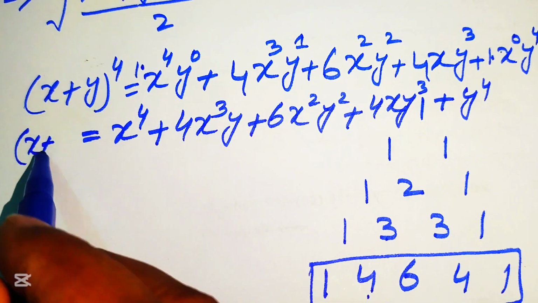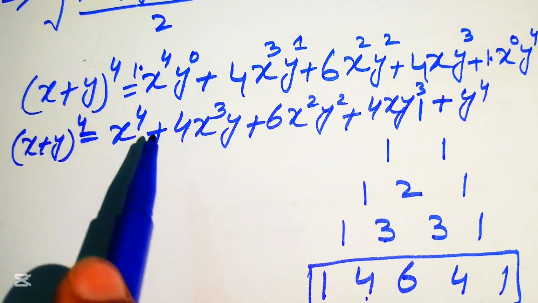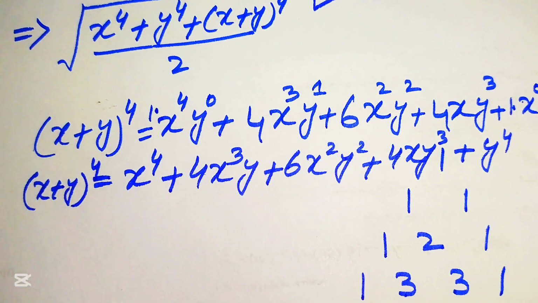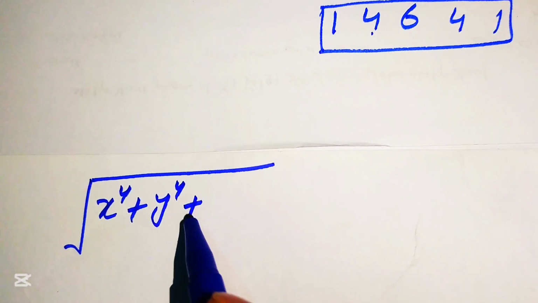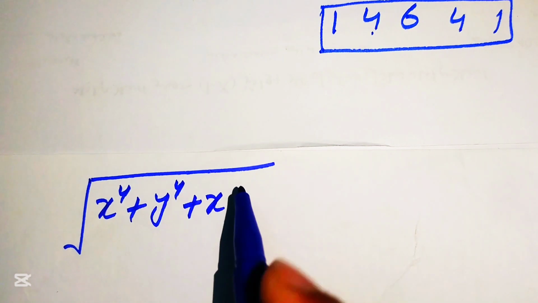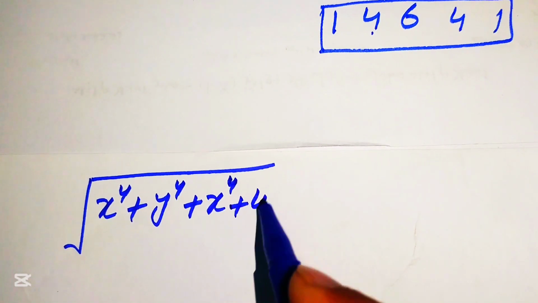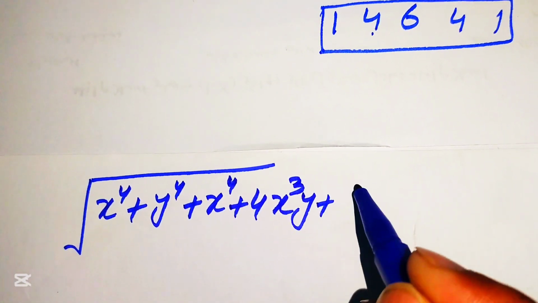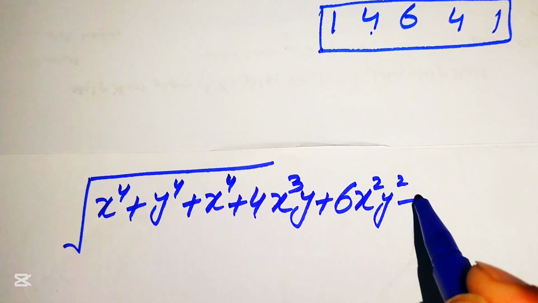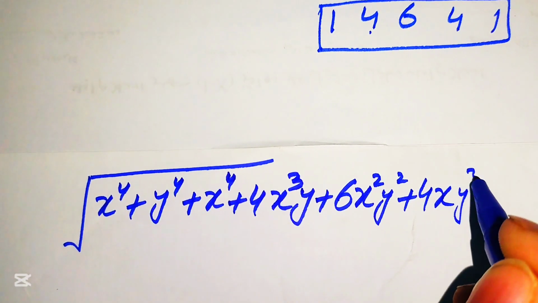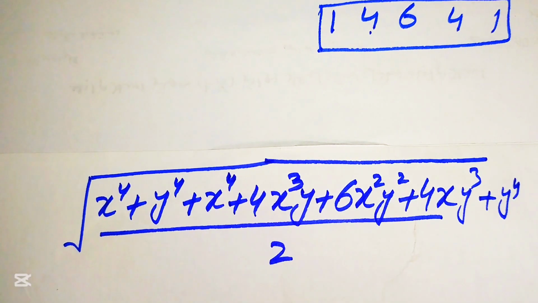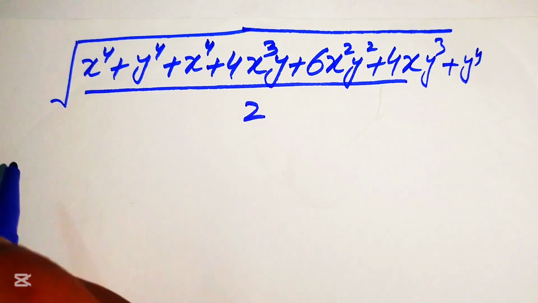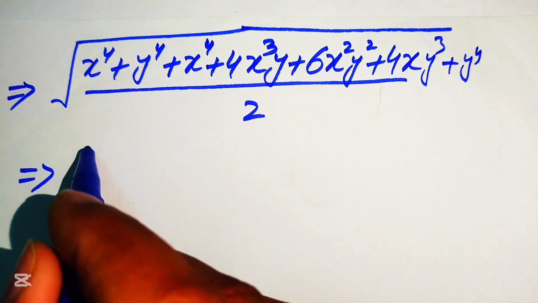So now here we need to replace (x plus y) to the power of 4 equals to this one into the above expression. So our above expression is written in this form: (x to the power of 4 plus y to the power of 4 plus, we put the value of (x plus y) to the power 4, it is x to the power of 4 plus 4 times x cubed y plus 6 times x squared y squared plus 4 times x y cubed and y to the power of 4), and this whole term is divided by 2. So here we need more simplification.